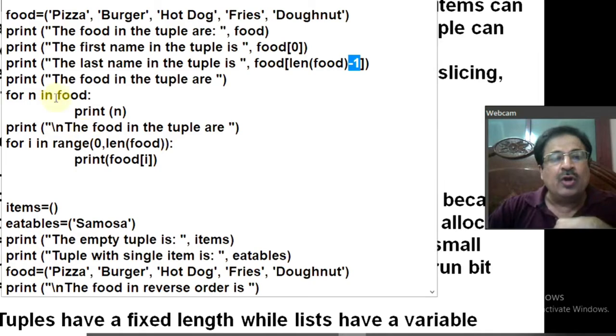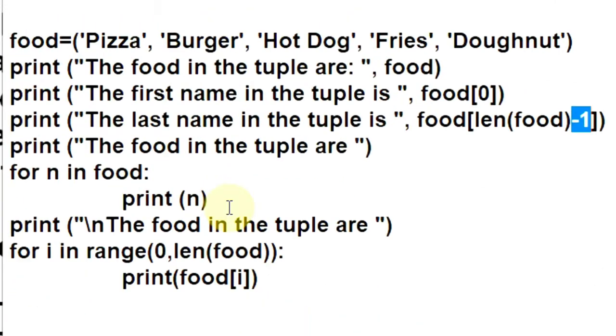Got it? Now here I am displaying the tuple elements through 2 methods. One is you are using the in keyword. When you write the in keyword with the tuple, the first tuple element will be assigned to this variable n, that is, this pizza will be assigned to this n. The loop will execute. You are displaying the value of variable n, so you get pizza on the screen.